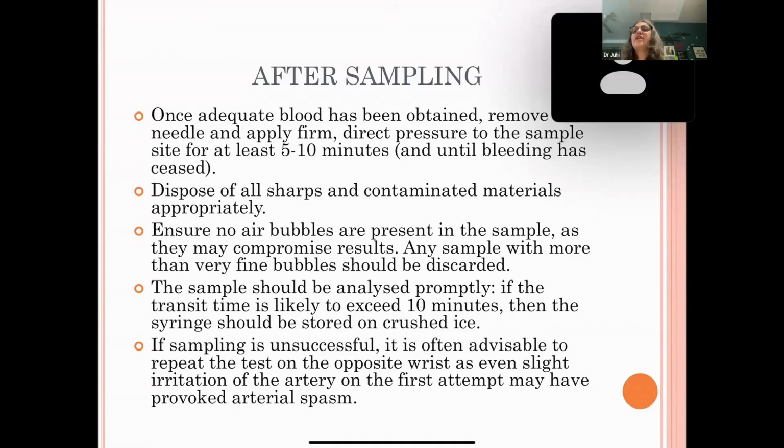Okay, and the sample, if you think that it's going to take more than 10 minutes to do the analysis, then the syringe should be stored on crushed ice. If sampling is unsuccessful, it's often advised to repeat the test on the opposite wrist, as even slight irritation will let the artery go into spasm and you won't get any puncture next.